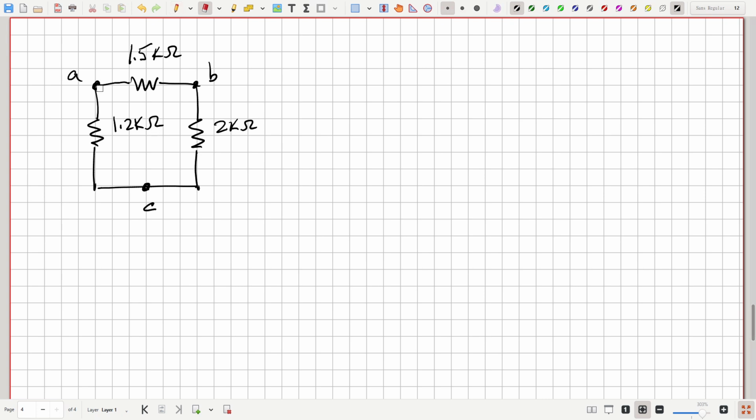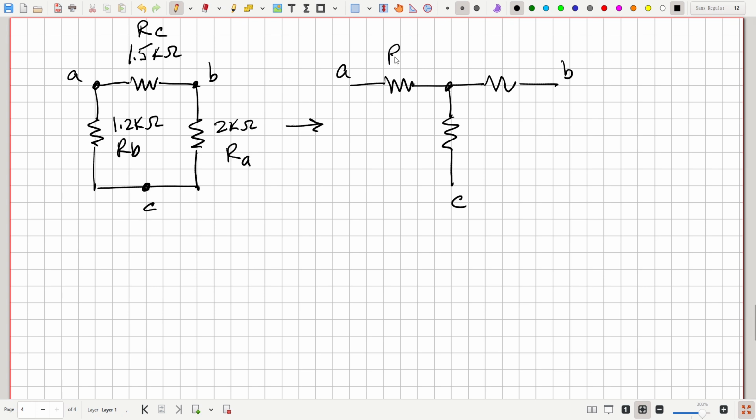And let's see, this is node A. The resistor that's opposite it, not connected to it, would be RA. Here's B, the resistor opposite that would be RB. And here's C, the resistor opposite that would be RC. And we want to convert that to a T configuration. There we go. And here's A, B, and C, R1, R2, and R3.